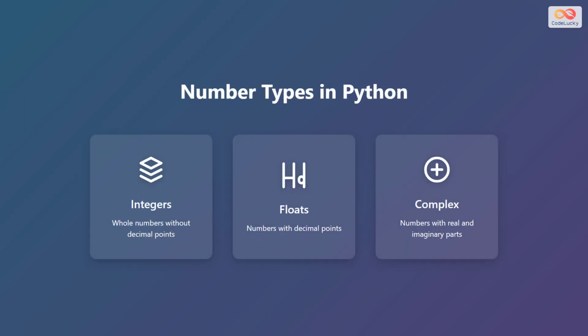Python has three main numerical types: integers, floats, and complex numbers. Integers are whole numbers which can be positive, negative, or zero without any decimal points. For example, -50 and 100 are all integers. Next, we have floats or floating point numbers. These are numbers that contain decimal points, such as 3.14, -0.5, or 2.0. Lastly, complex numbers are numbers with a real and imaginary part. They are less commonly used, but are very important in scientific and engineering applications.